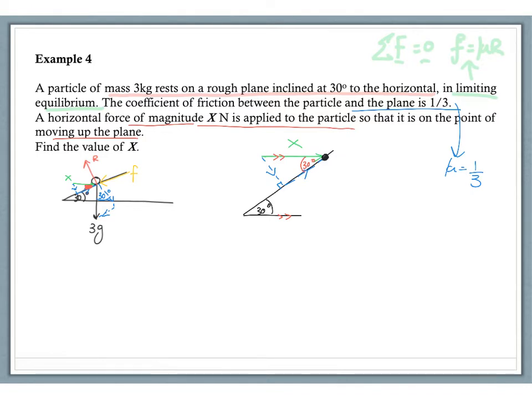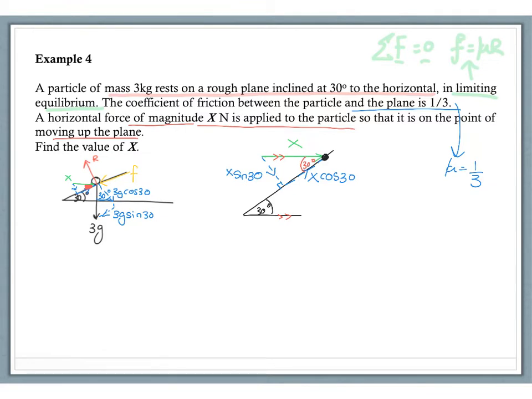The component of x, which is parallel to the slope, is adjacent to the 30 degrees, so that component is equal to x cos 30. The component of x that is perpendicular to the slope is opposite the 30-degree angle, so that is x sine 30. The weight components we can do as we've done before, 3g sine 30 and 3g cos 30.